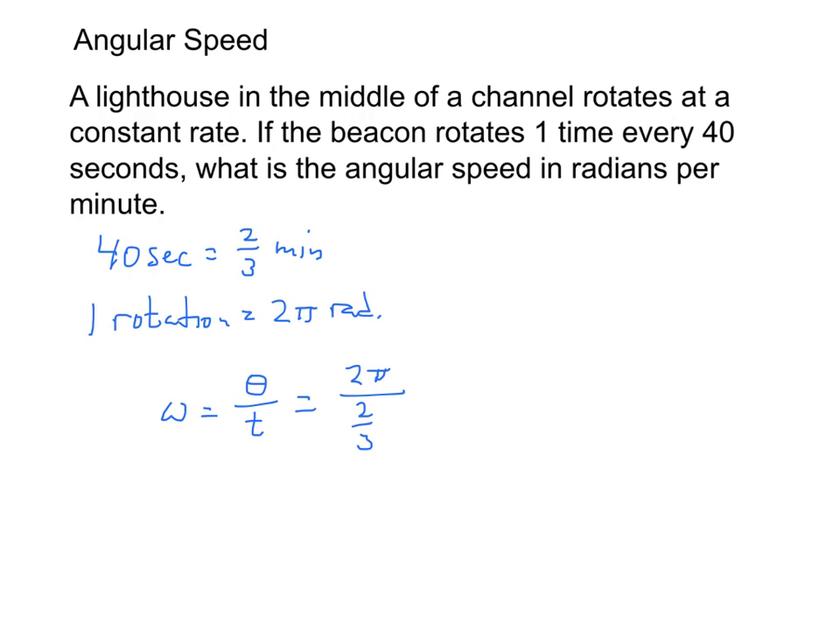And so when I do that calculation, dividing by 2/3 is the same as multiplying by 3/2. So I have 2 pi over 1 times 3 over 2. And when I do that, it comes out to be 3 pi radians per minute. So that would be the angular speed for this lighthouse.